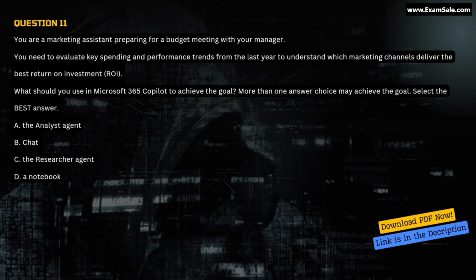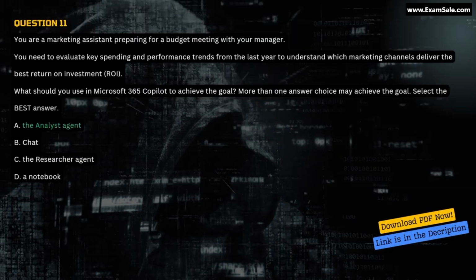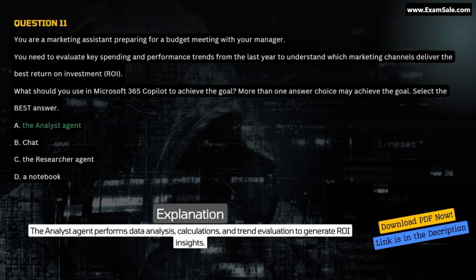Select the best answer. A. The analyst agent. B. Chat. C. The researcher agent. D. A notebook. Correct answer A. The analyst agent. Explanation. The analyst agent performs data analysis, calculations, and trend evaluation to generate ROI insights.